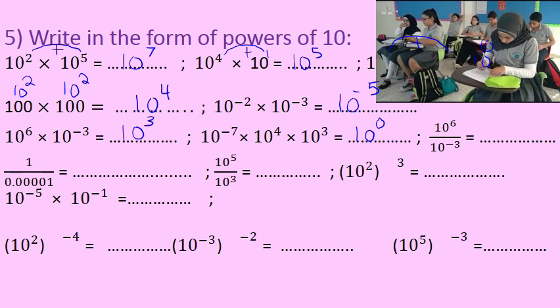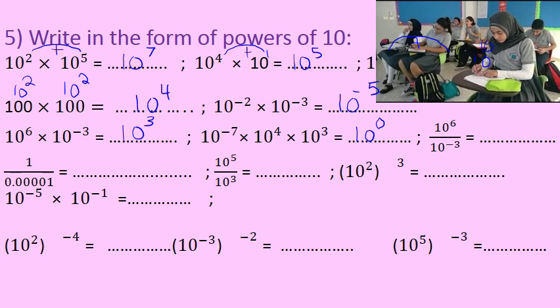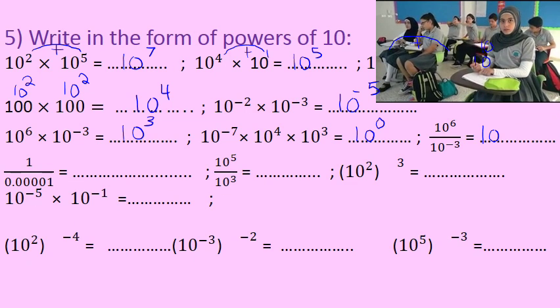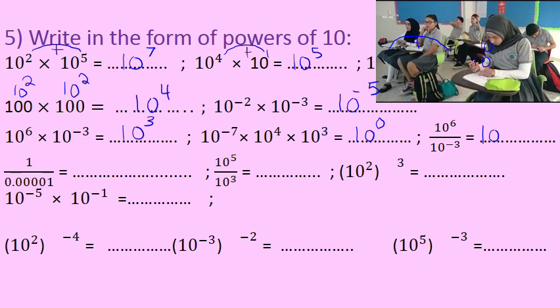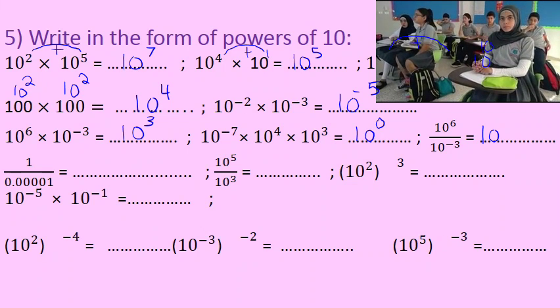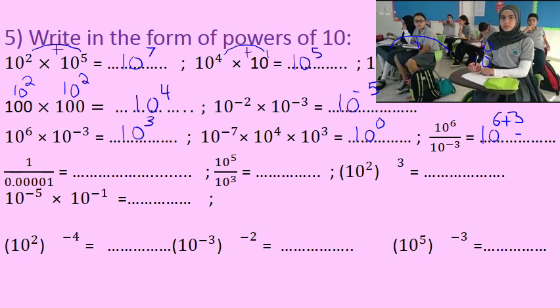Now 10 to the power 6, Dana, over 10 to the power minus 3. The base is 10. Now up we have 6 and down we have minus 3. What should we do here? We should take the minus 3 from down to up, so we change the sign. So it becomes 10 to the power 6 plus 3. Right, Dana? When we take the power from down, if it's negative, it becomes positive. If it's positive, it becomes negative. 10 to the power 6 plus 3 is 10 to the power 9.